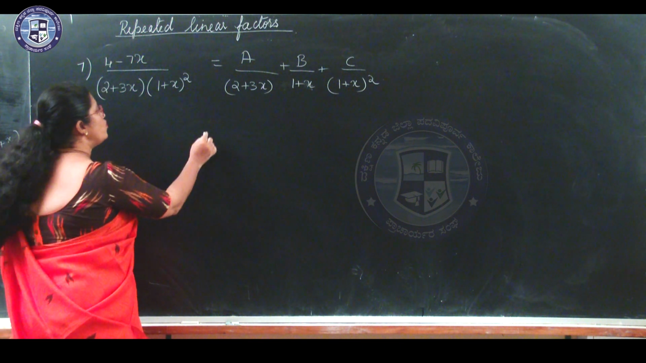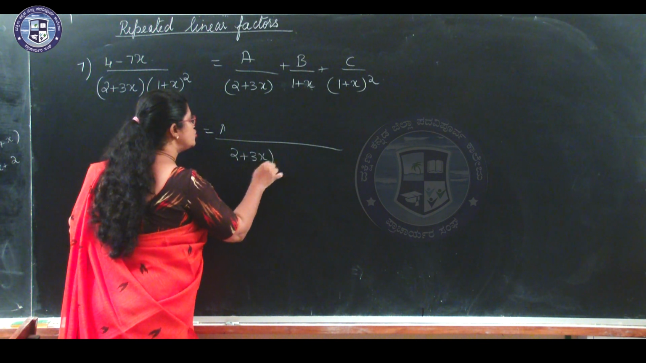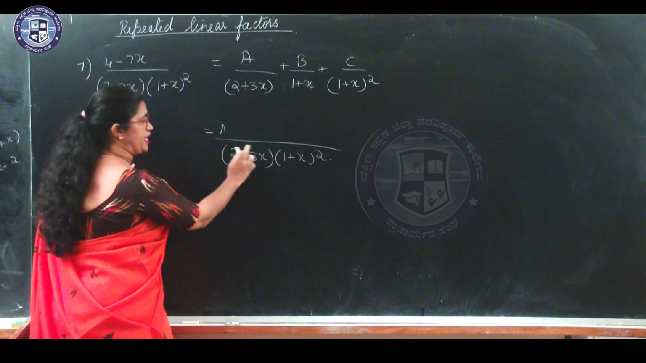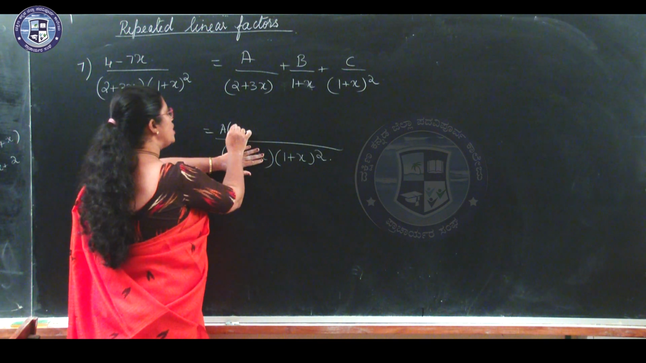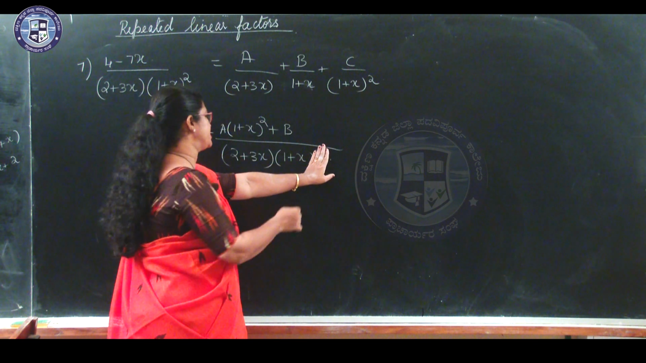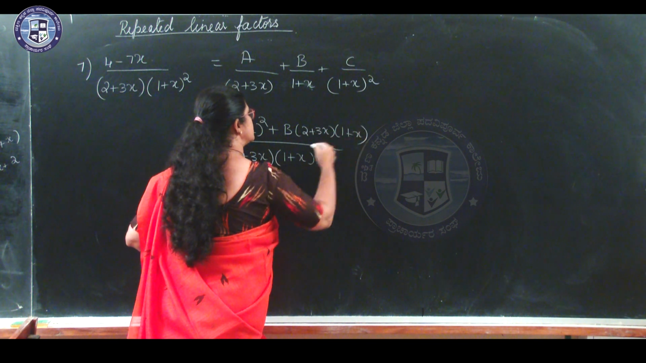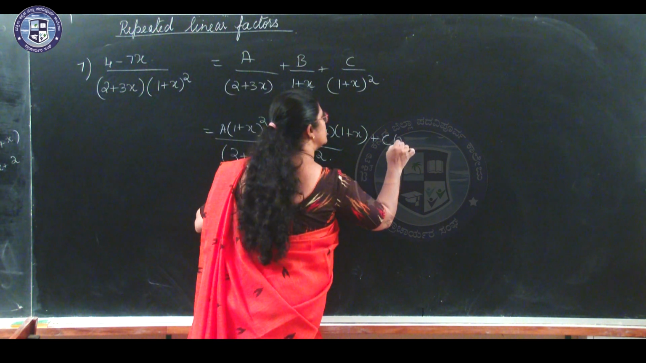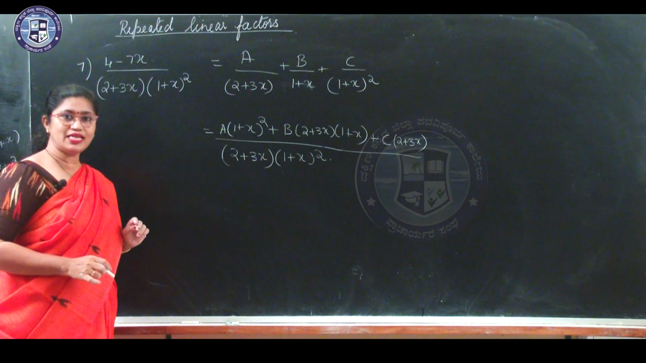Take the LCM. When you take the LCM, the denominator is the same as in the question: 2 plus 3x into 1 plus x the whole square. Denominator of A has 2 plus 3x, so write it as A into 1 plus x the whole square, plus B, where one factor is there and one factor is not there: 2 plus 3x into 1 plus x, plus C into 1 plus x the whole square is there, what is not there is 2 plus 3x.